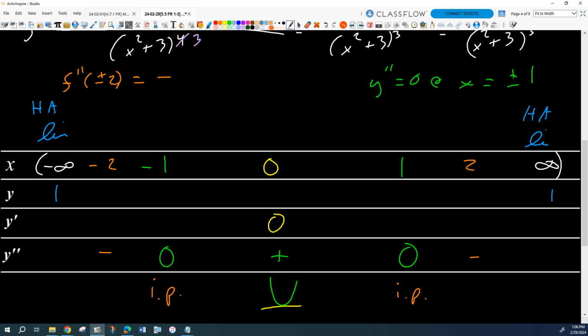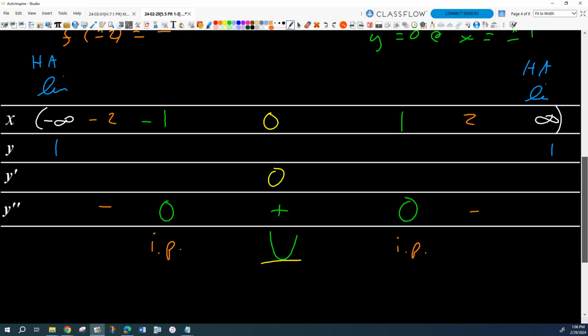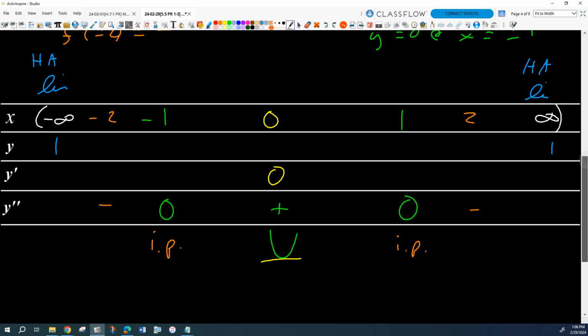Isn't that cool? Look how much stuff we got out of that table. That's everything, right? We can still keep going. Don't stop. What else could we do? I think we're good.